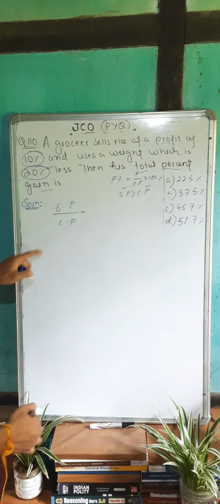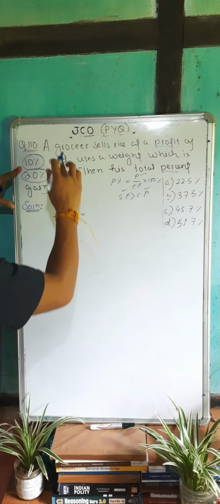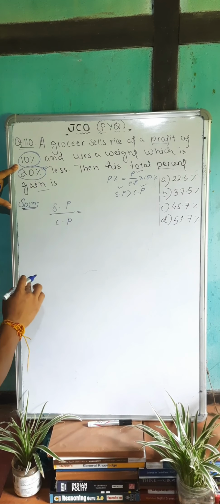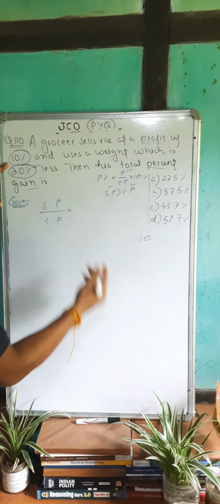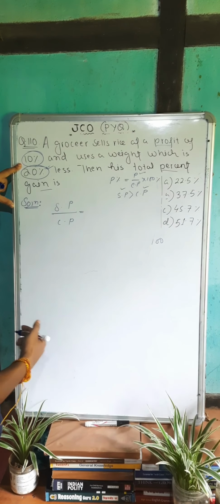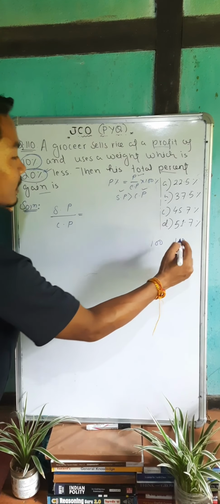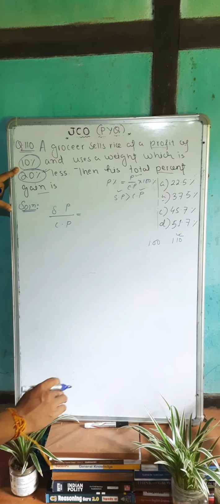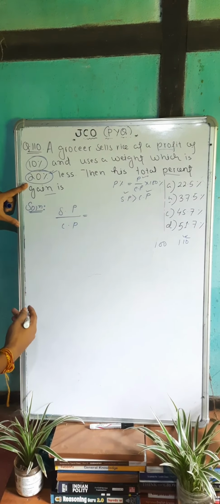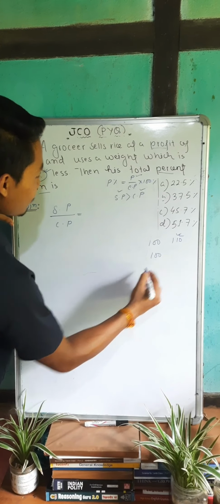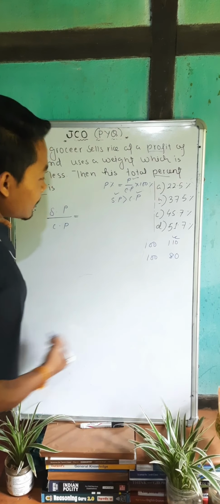Now come to the question. A grocer sells rice at a profit of 10%. So a grocer sells rice at a profit of 10%. That means, let's say original price was 100. Now that grocer is selling at 10% higher rate, which will be 110. 10% of 100 will give him 110 rupees. Again, uses a weight which is 20% less, which means in place of 100 gram, a grocer is giving only 20% less, which is 80 gram.